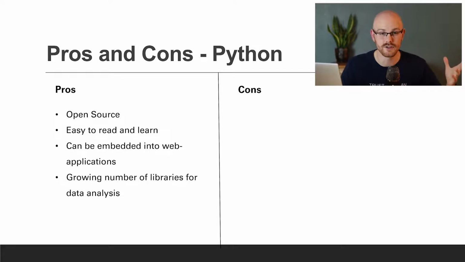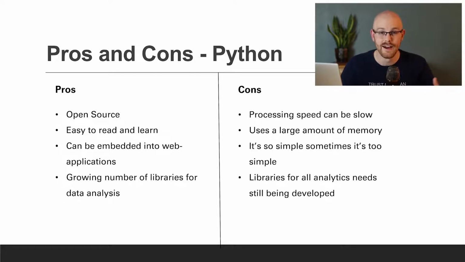There are, of course, a growing number of libraries and packages for R as well, but those are quite a bit more well established, while Python is still growing and they're coming out and catching up to R fairly quickly. For the cons, the processing speed can be slow, especially depending on what library or package you're using. But I think that's a con in both R and Python. On some level, they're going to run slow.